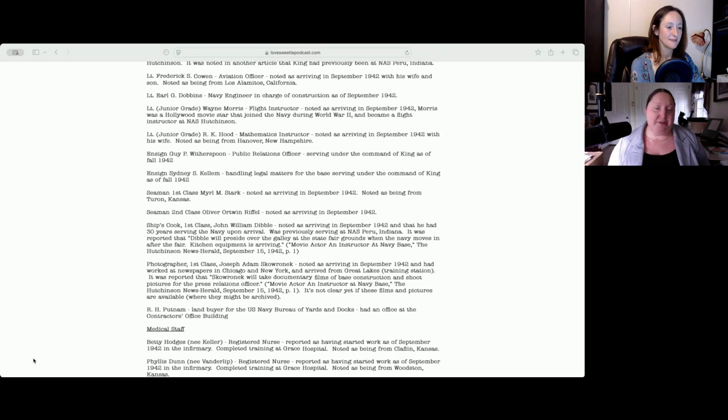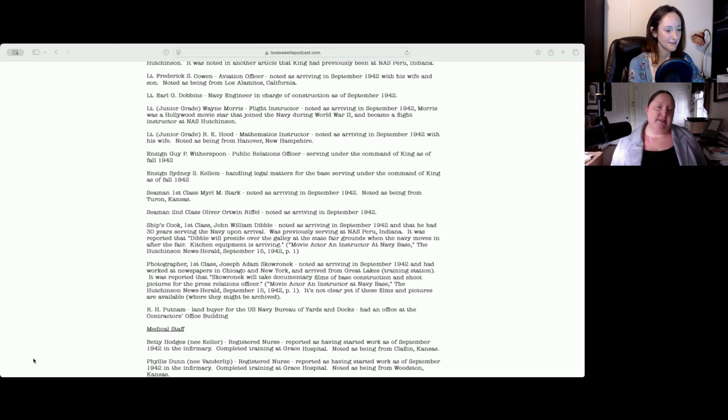I love that the ship's cook was documented in the newspaper as arriving, and he had previously been serving the Navy for 30 years. So they had a pretty good cook in the mess hall at NAS Hutchinson, and his name was John William Dibble. And there's a quote from the paper there: Dibble will preside over the galley at the state fairgrounds where the Navy moves in after the fair. Kitchen equipment's coming in. So, hey, it's important to keep the men well fed. The men and the women well fed there.